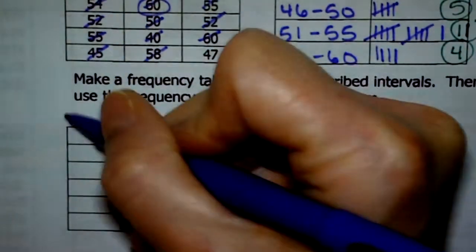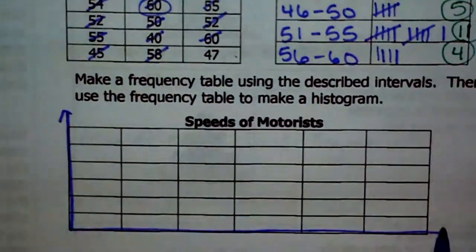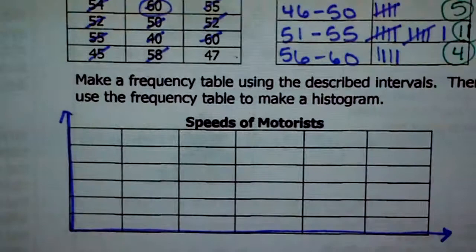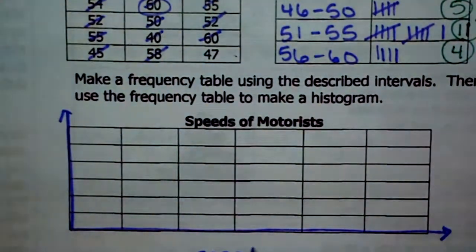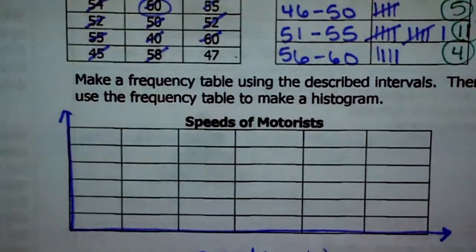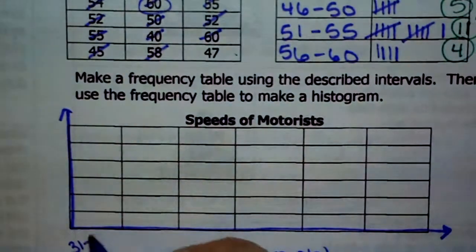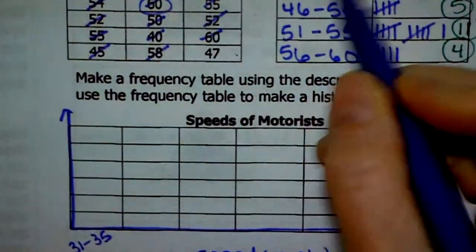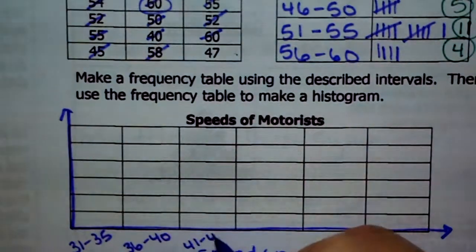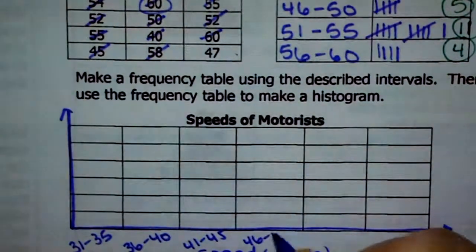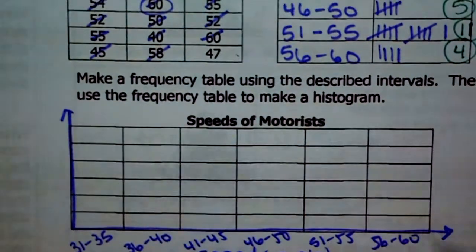So in a histogram, I'm going to have an X and Y axis. So I'll kind of bold those in. And down here, this is where we put our speeds in miles per hour. And I'm going to list our ranges. So I have 31 to 35. We have 36 to 40. 41 to 45. 46 to 50. 51 to 55. And 56 to 60.